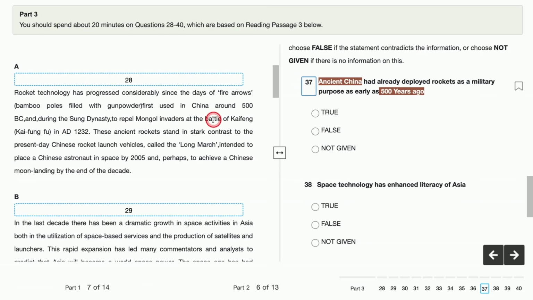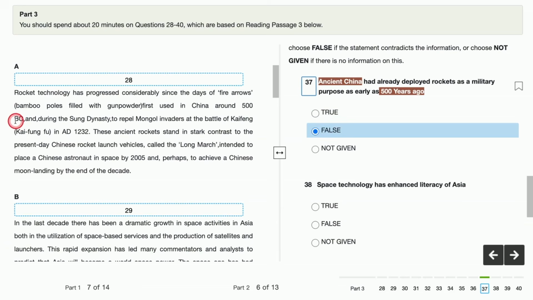Using rockets at a battle is using rockets for a military purpose, right? So this part is true, and I see the paragraph uses 500 BC, which looked the same as 500 years ago, so I chose true. I got it wrong. The answer is false.